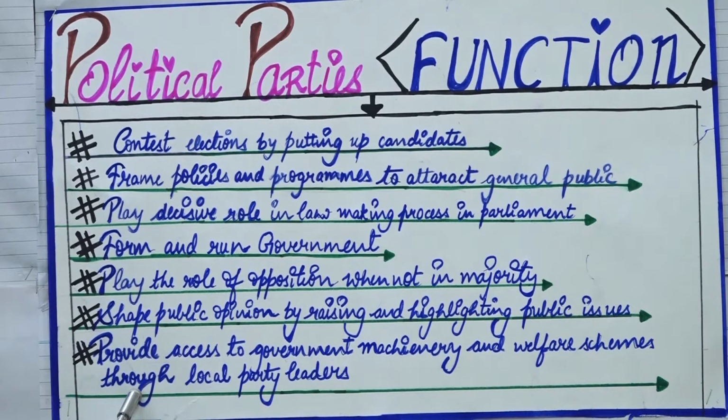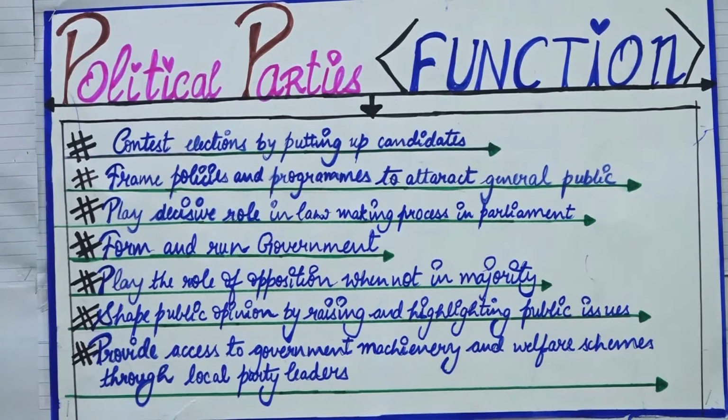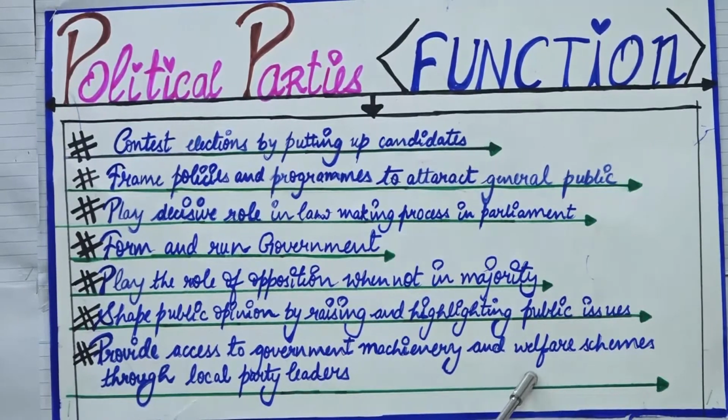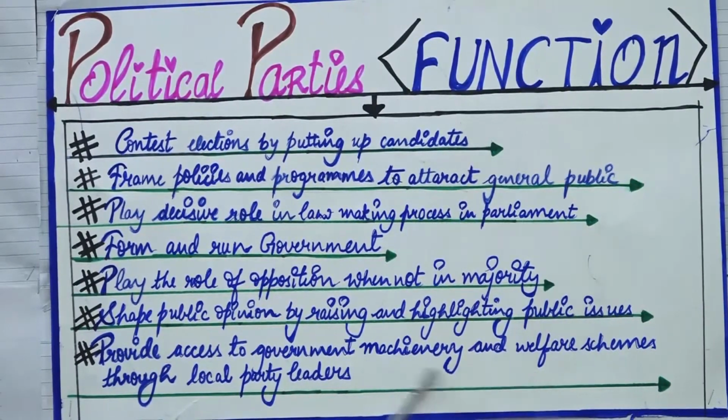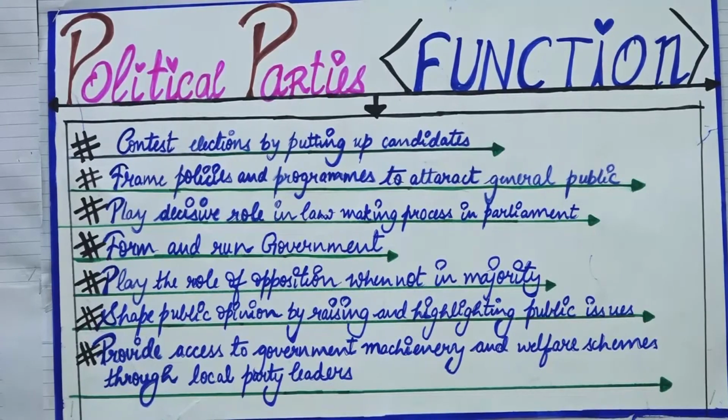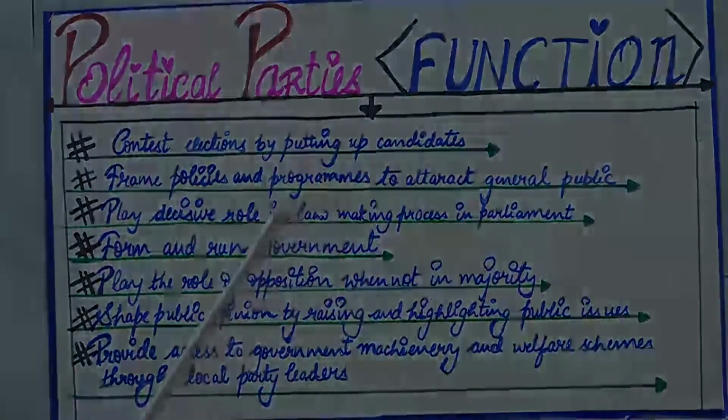The last function of the political party is to provide access to government machinery and welfare schemes. Political parties provide people access to government machinery and welfare schemes. It is easy to approach local leaders than government officers.